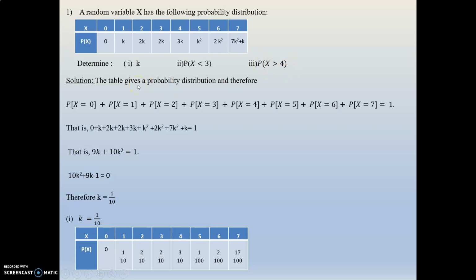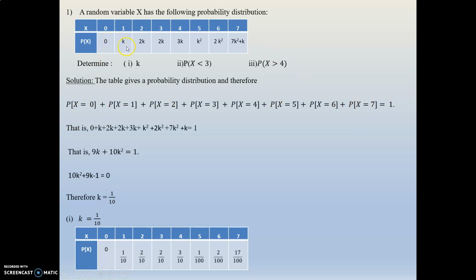The table gives a probability distribution, and therefore, since it is a probability mass function, the total probability is 1. So if you add probability of x equal to 0 plus probability of x equal to 1 plus probability of x equal to 2 plus probability of x equal to 3 plus etc., up to probability of x equal to 7, it is equal to 1. So we can substitute the corresponding probability values.